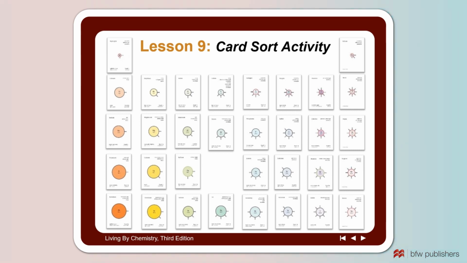Notice that one card is missing. When Mendeleev first proposed a periodic table, this element had not yet been discovered. Just as Mendeleev did, your students can predict the properties of this element.